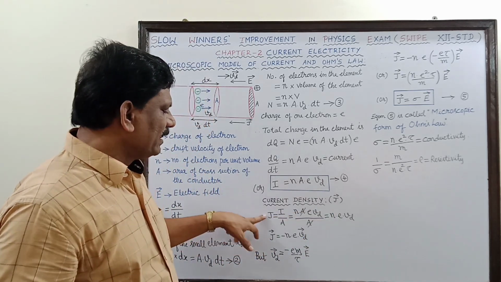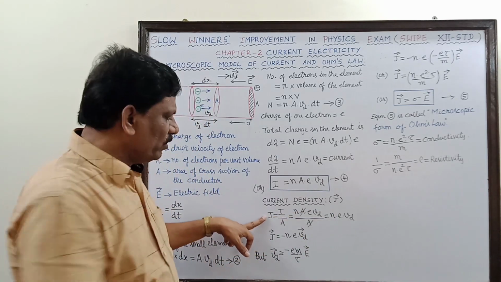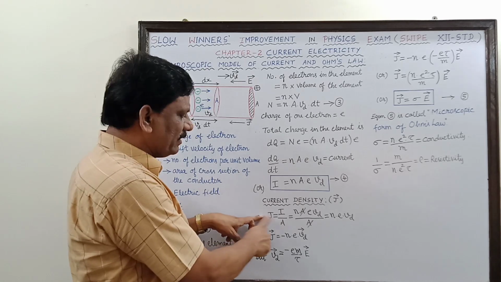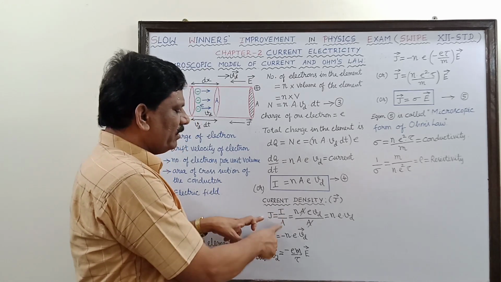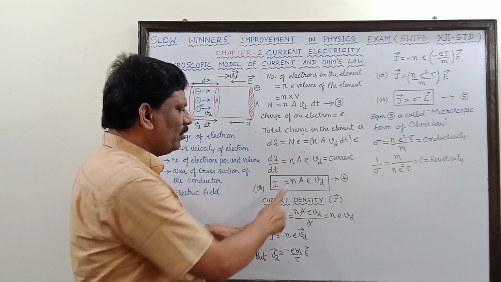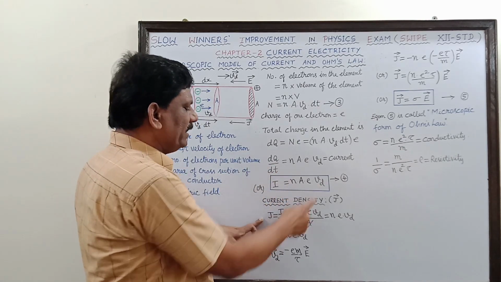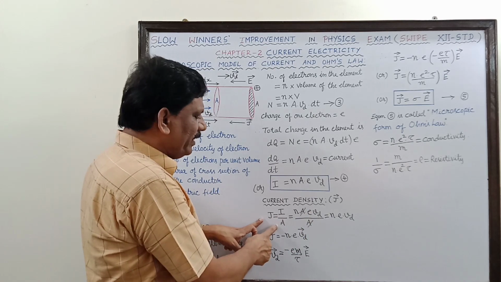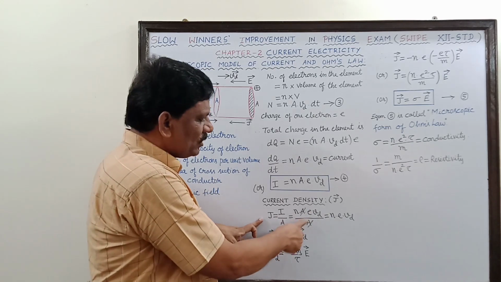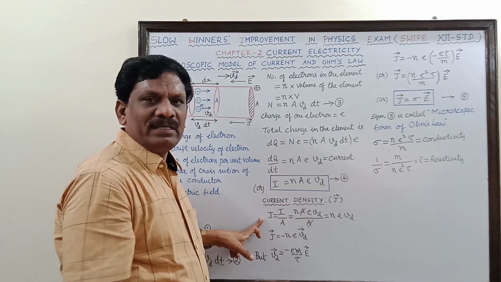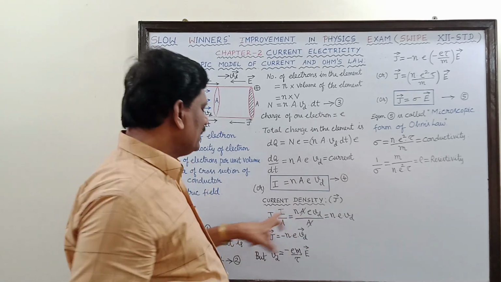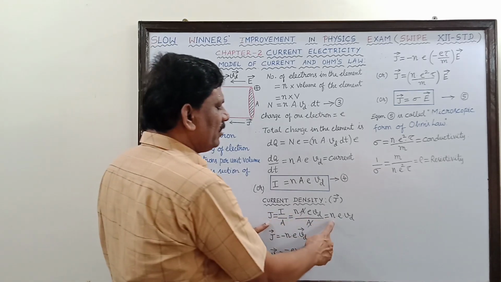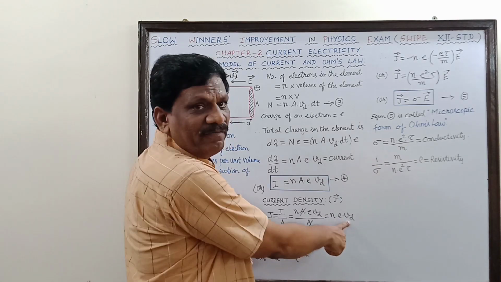Okay, now current density in magnitude. In scalar form I have written, that is current per unit area. So instead of current, what shall we substitute now? n A e into v drift divided by A for area. So which factor gets cancelled now? Area is getting cancelled. After cancelling this area, I get J is equal to n e into v drift.